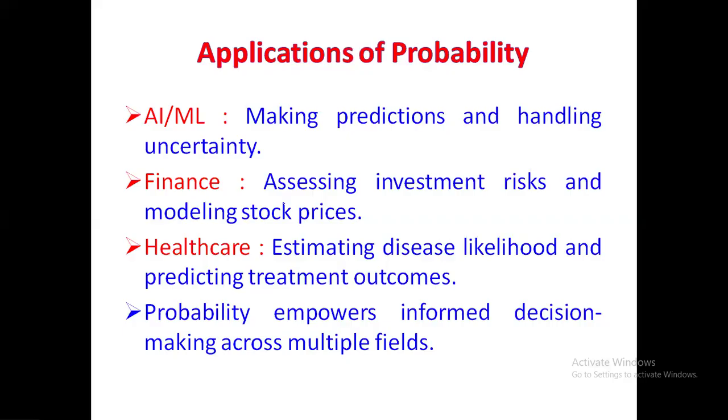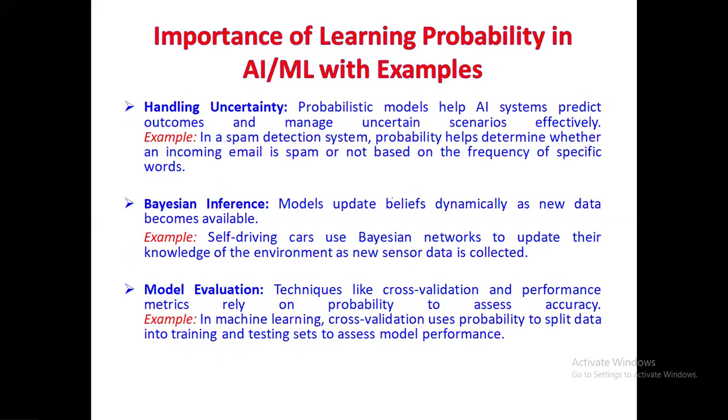Next, we're coming into applications of probability. It is used in AI and ML for making predictions and handling uncertainty mainly; in finance, assessing investment risks and modeling stock prices; and in healthcare, estimating disease likelihood and predicting treatment outcomes. Probability empowers informed decision making across multiple fields. So next, how is probability used in AI and ML? First, handling uncertainty.